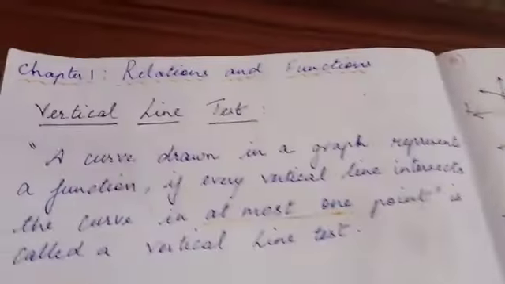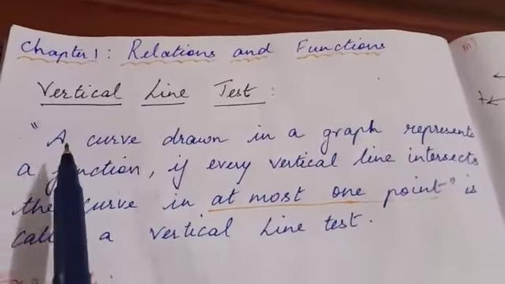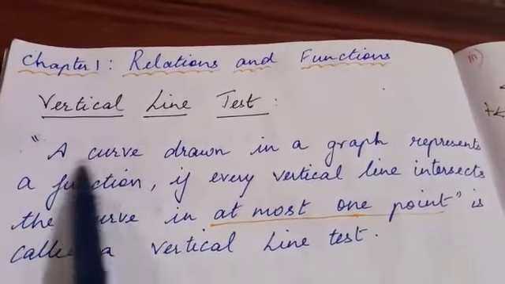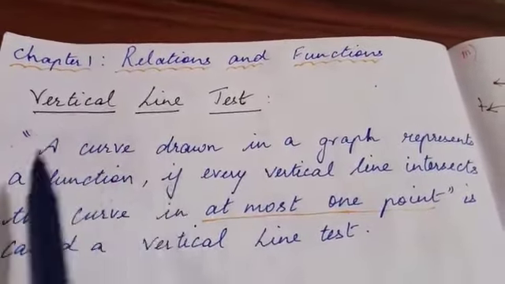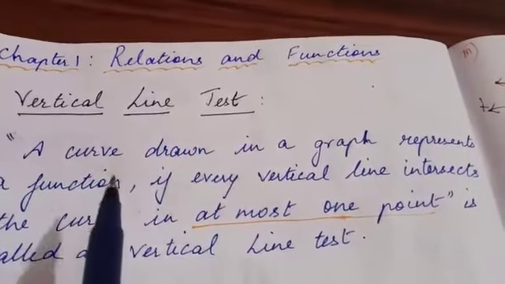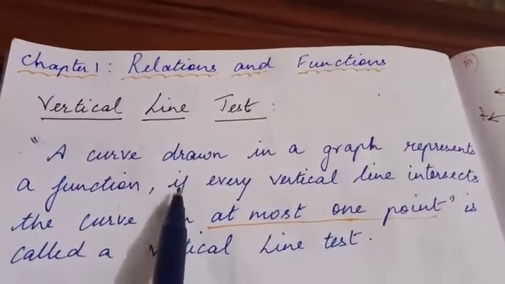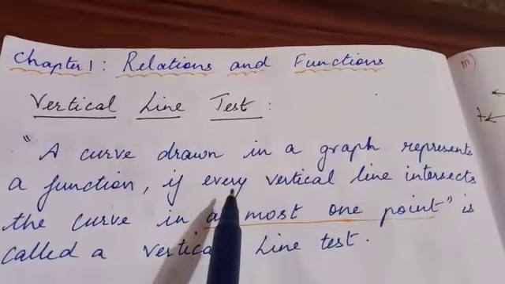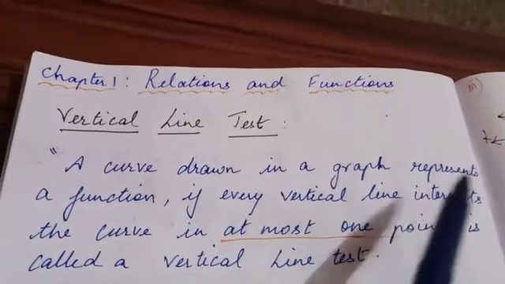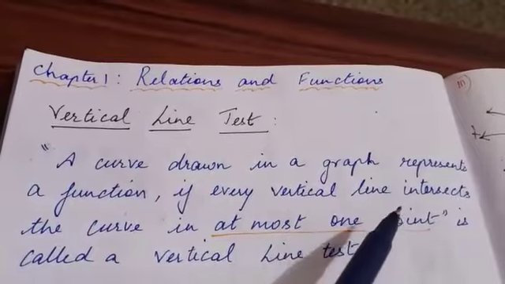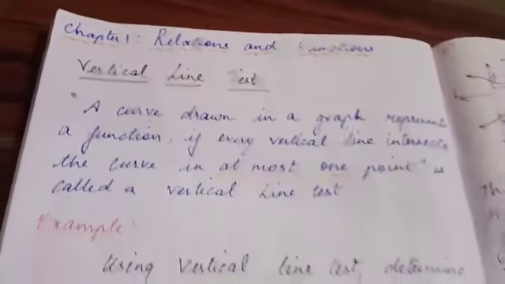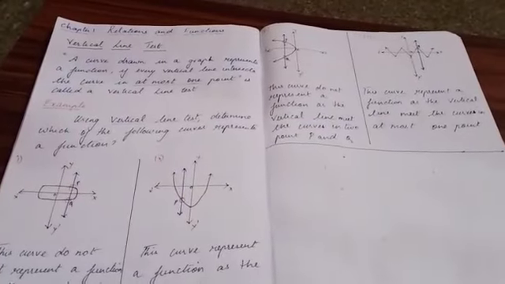Here again, I'll read the definition again. A curve drawn in a graph represents a function if it satisfies this condition. What is the condition? Every vertical line intersects the curve in at most one point. This is called a vertical line test. I hope you all understood the concept of vertical line test.